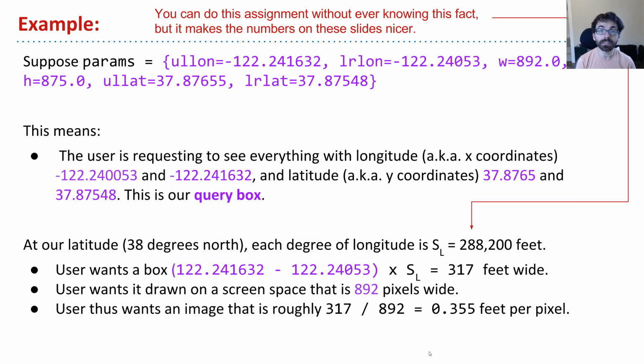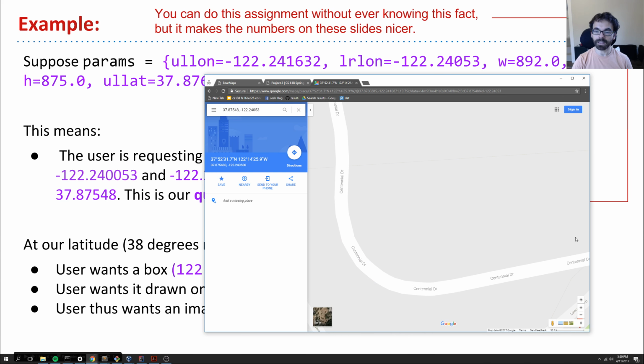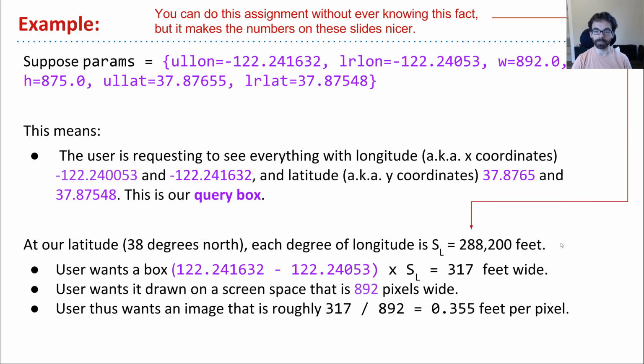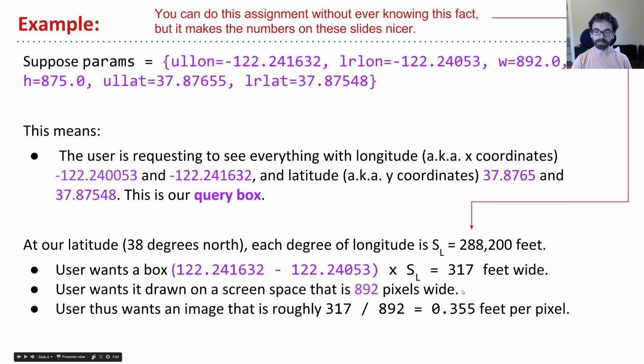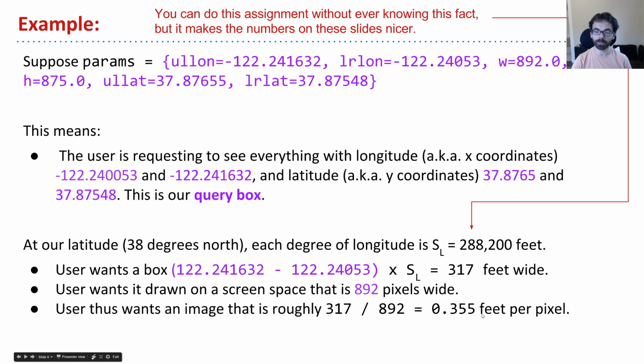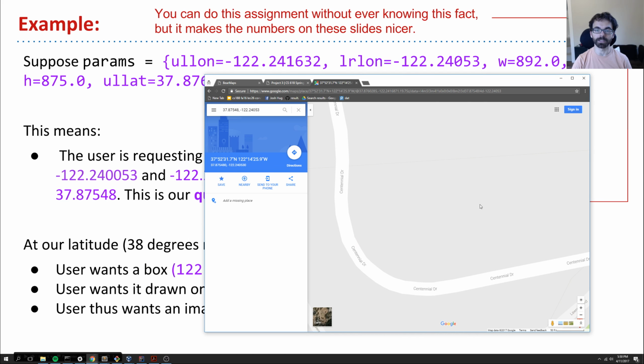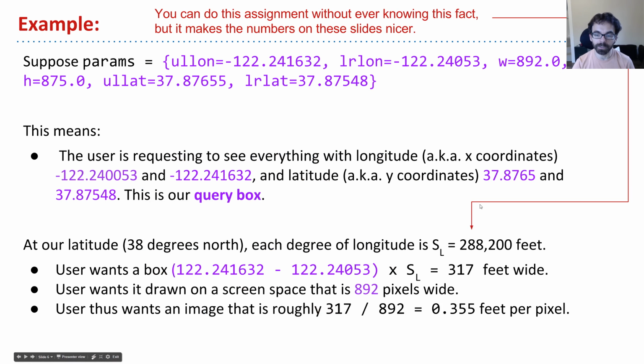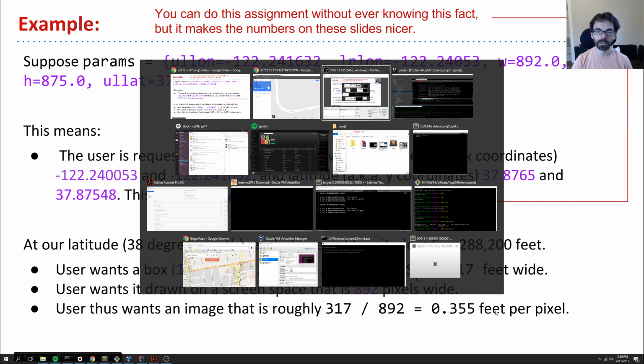One of the reasons that this number is particularly useful to us is it tells us that the user wants an image which is going to be around 0.355 feet per pixel. That is, if this is 892 pixels, it's actually a little more on my screen, and I want 317 feet wide, every time I move my mouse, I want that movement of the pixel to correspond to 0.355 feet, or around 4 inches. Okay, so how could that possibly affect you? What's up with that? Let me talk a little bit about the input files that you're given.